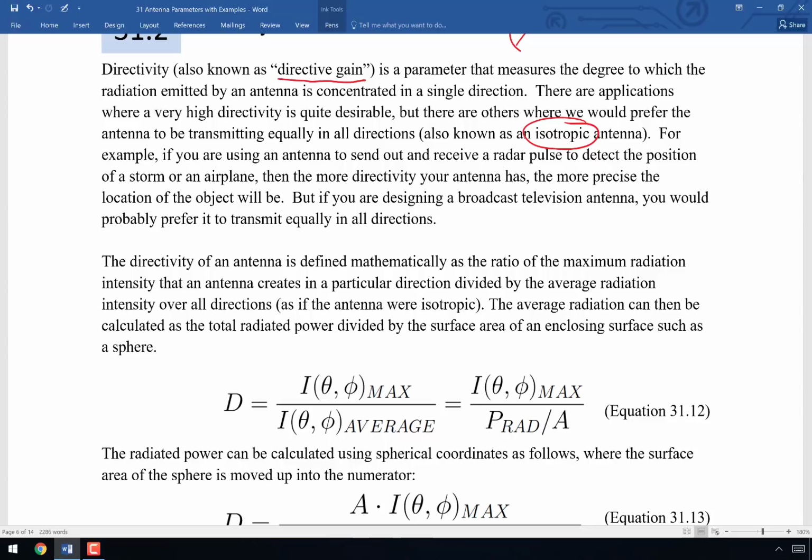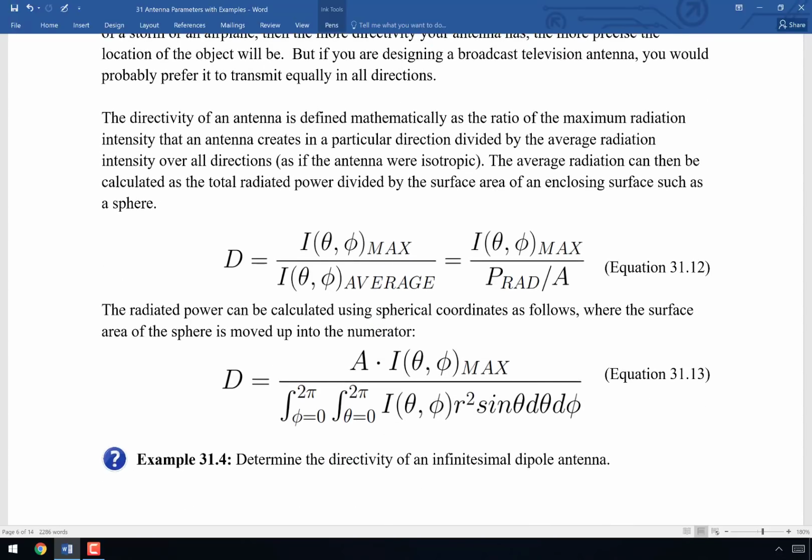So just be aware that when I'm talking about directivity, it's not always desirable to have a high amount of directivity, but in those cases where you do need a high level of directivity, we need to be able to figure out how to do that. So the directivity is defined mathematically as the ratio of the maximum radiation intensity that an antenna creates in a particular direction divided by the average radiation intensity over all directions.